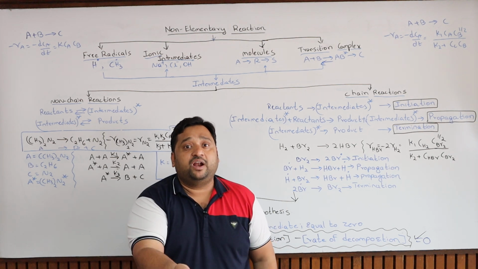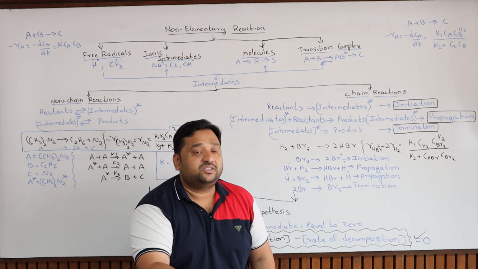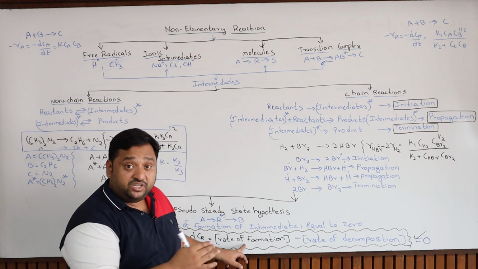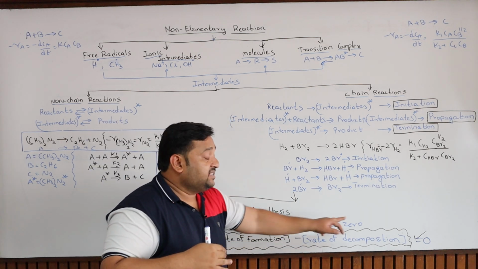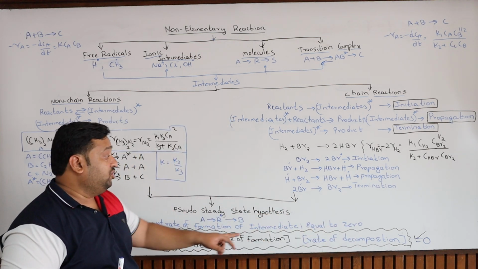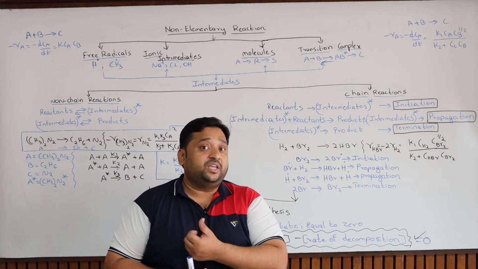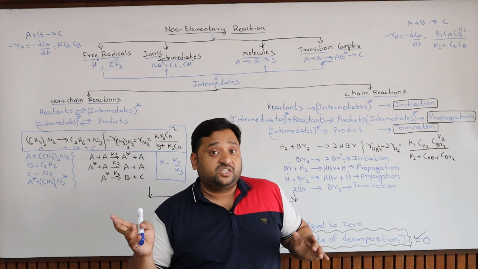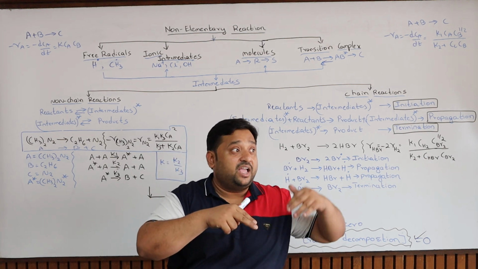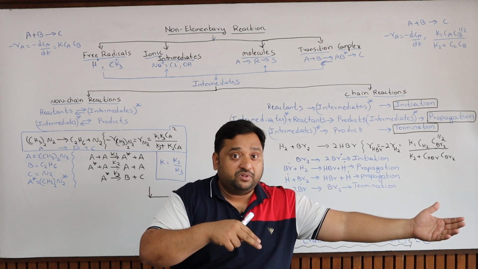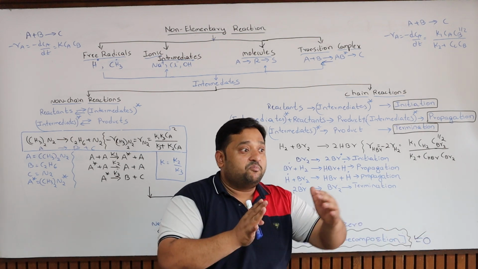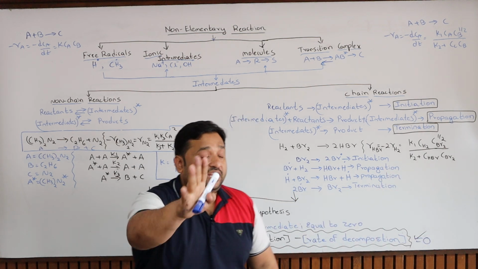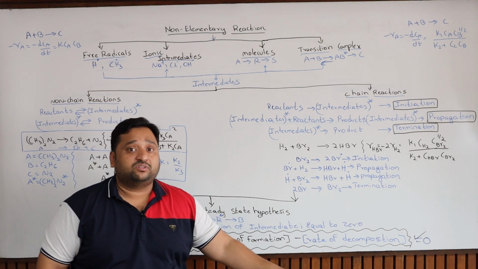That means you can't find the molecule of intermediate in the reaction. That is why net formation minus decomposition is equal to 0. That means even though some things are forming, some reactions are trying to form intermediate, and other reactions are trying to consume the intermediate. So positive minus negative is equal to 0. That is nothing but the pseudo steady state hypothesis.